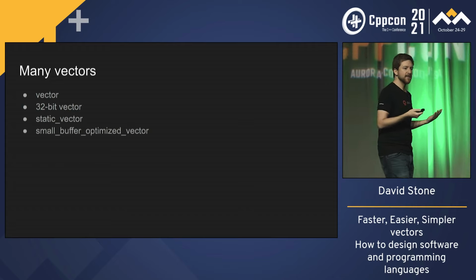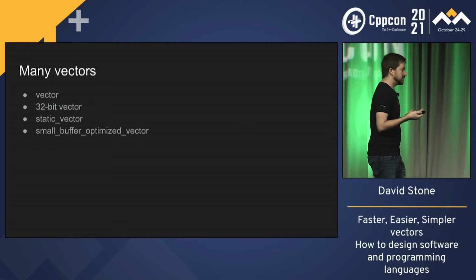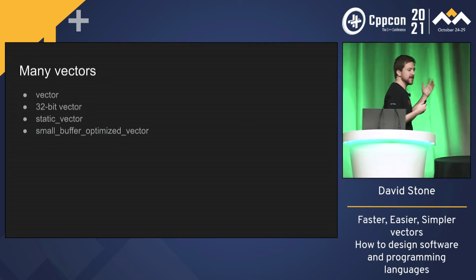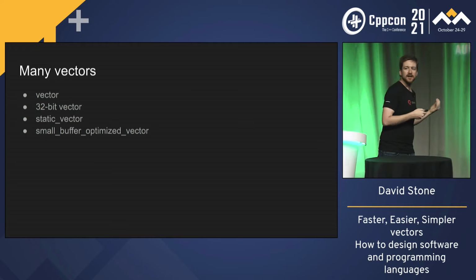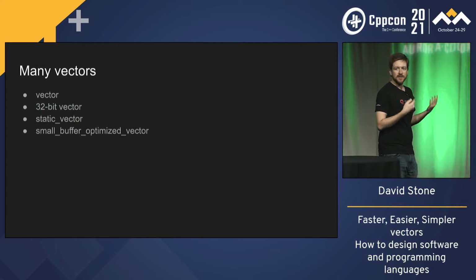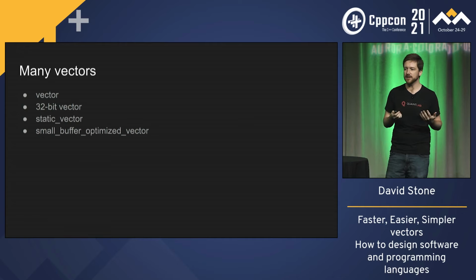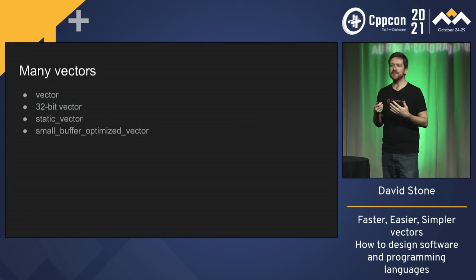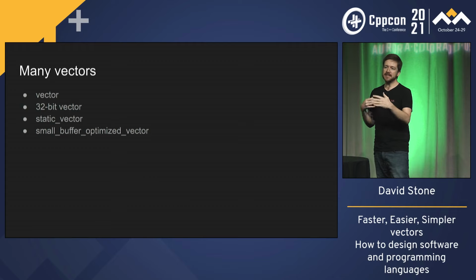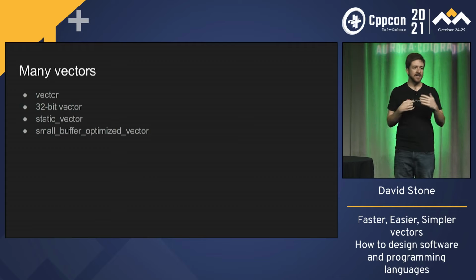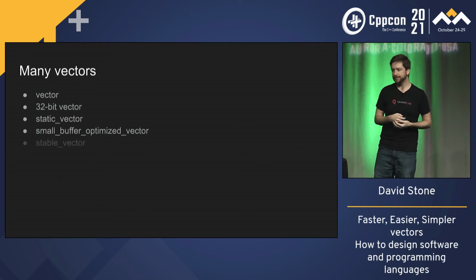Then there's a small buffer optimized vector. You can think of it as a variant of a vector and a static vector, except it has certain optimizations so that it's a smaller object and accessing it is more efficient. Essentially, when the vector has capacity for just a few elements, they're stored within the object. But if it needs to grow larger, it allocates memory instead.